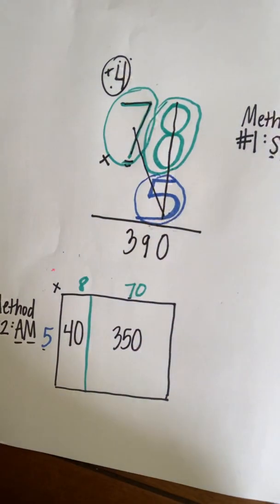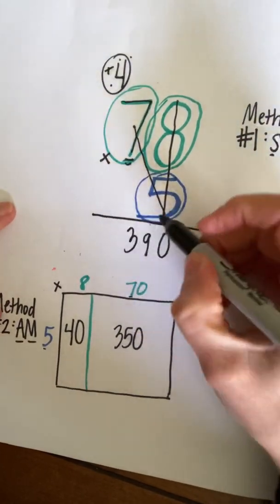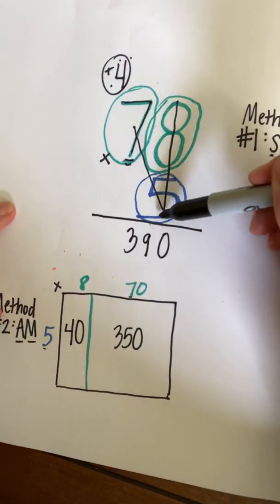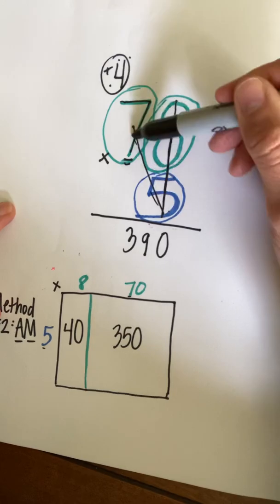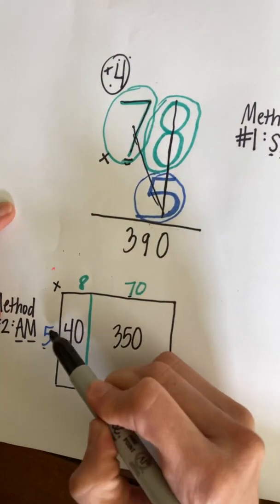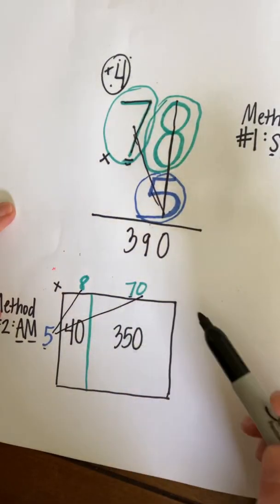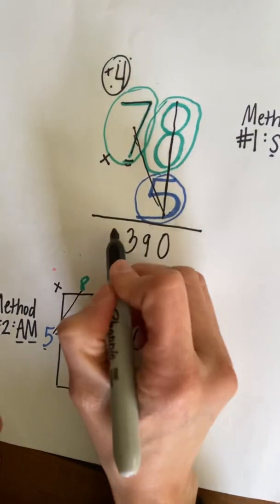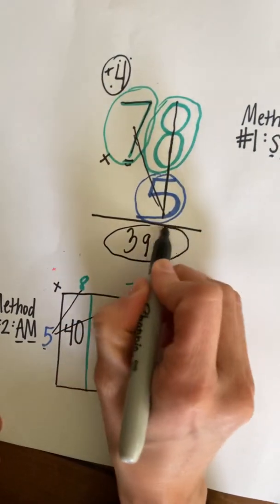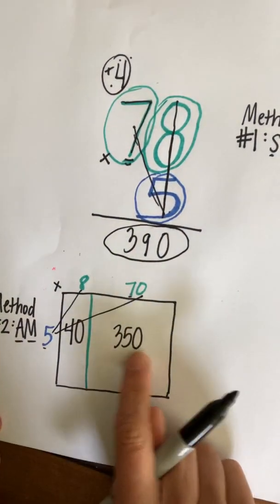Okay, so now here, I got my product already. I multiplied out the 5 by the 8 and by the 70. Here, I multiplied the 5 out by the 8 and by the 70. Okay, now it's saying my product is 390. Let's see if we agree.